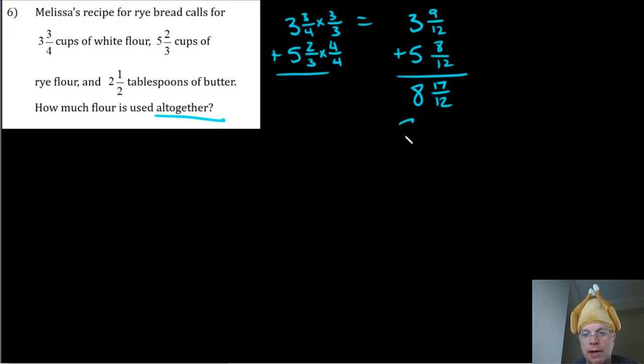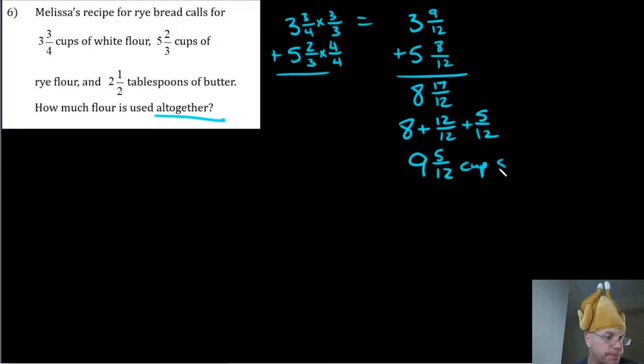So I'm going to rewrite it as 8 12/12 and 5/12, because 12/12 and 5/12 is 17/12. Essentially, you're seeing how many times 12 goes into 17. It goes in one time with a remainder of 5, but that 12/12 represents one more whole, so 8 and 1 is 9. And so the total amount of flour is 9 5/12 cups.